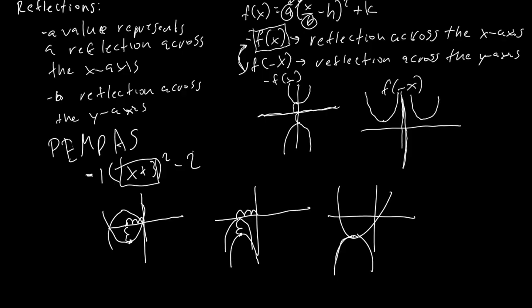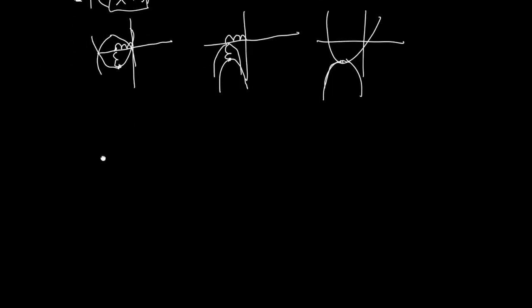Now, you can also flip across different lines that aren't the x and y axis. And there are some rules for that. There's no great visual rule, but there are rules.